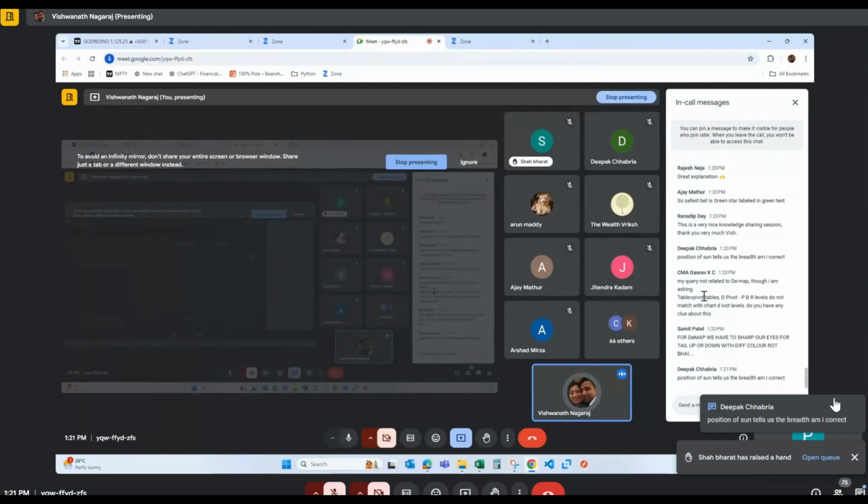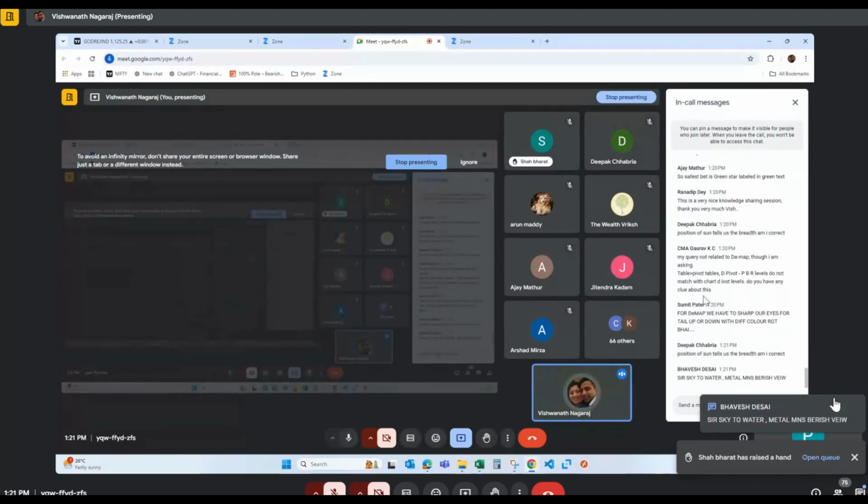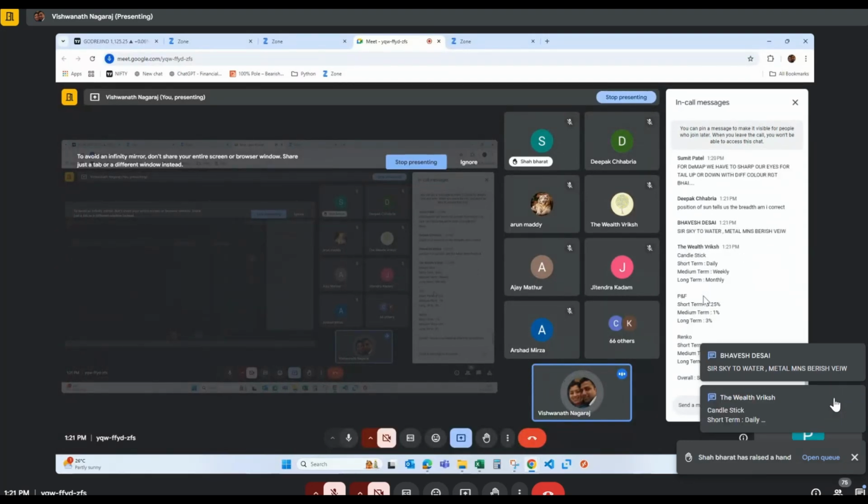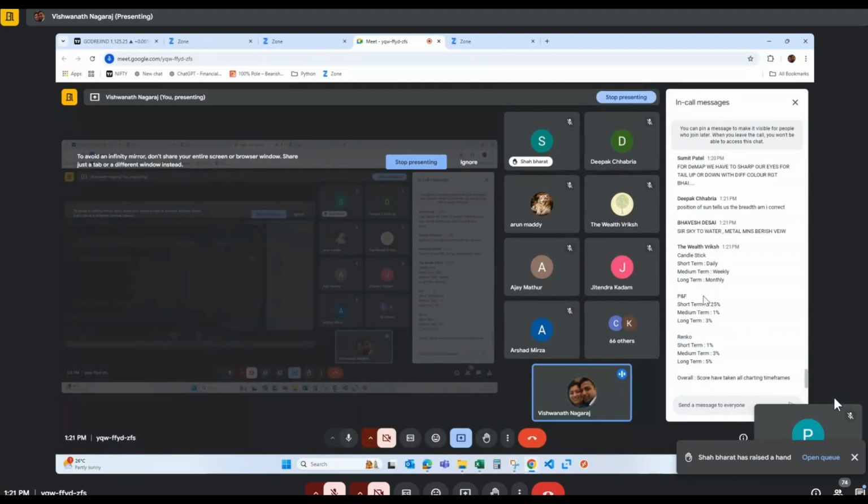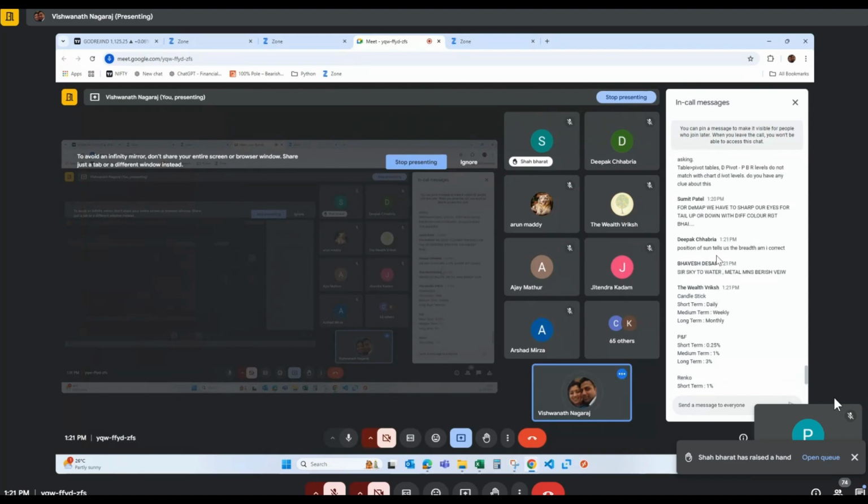Okay, Sumit, for DMAP we have to sharpen our eyes for tail up or down with different colors, right? For DMAP you just have to keep looking at it. You don't have to do anything. Keep looking at it and you will start playing around with it. The minute you know that if it's green text, PMOX is sending you oversold signals. The minute you get a column reversal or buy, you can go for it if it's matching, or you can do different things. Now how you enter and exit is left up to you. That is the part that I believe in.